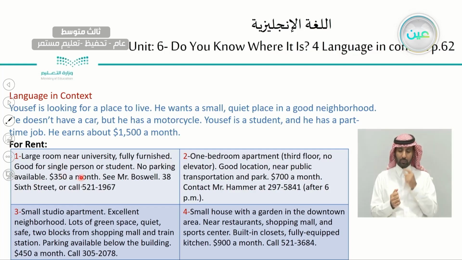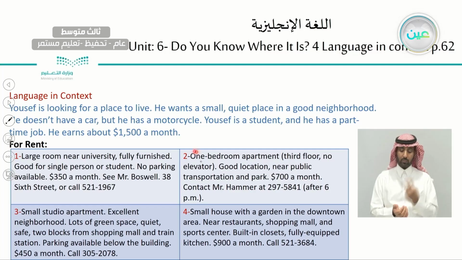It's $350 a month. See Mr. Boswell, 38 6th Street, or call 521-1967. Okay, this is the ad. Think about it. Look at the things they offer. It's near the university, it's furnished, it's cheaper than the other places.